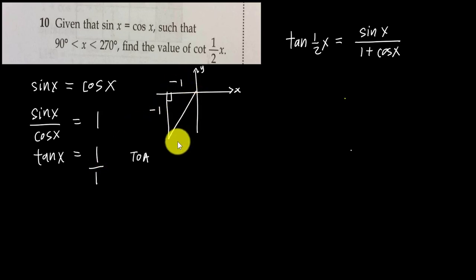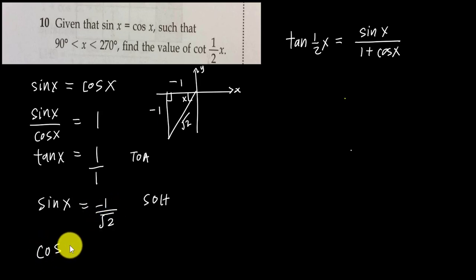Then it's not hard to get the hypotenuse. Square both sides and add, then take the square root, which gives square root 2. This is the hypotenuse. Because I understand the formula for the half angle, I need sine x and cos x. So at the same time, I will find sine x. Sine is opposite over hypotenuse, so opposite will be negative 1 and hypotenuse will be square root 2. Same idea for cos x: adjacent over hypotenuse, also negative 1 over square root 2.